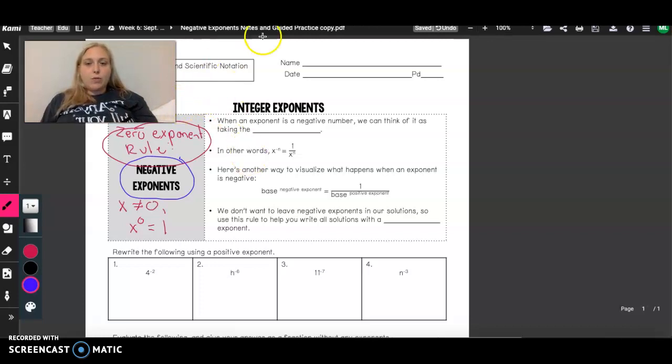So make sure you are following along and filling in your notes and pausing when it's appropriate to try some things out on your own.